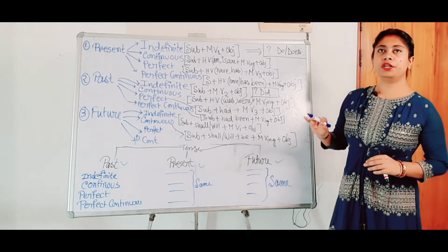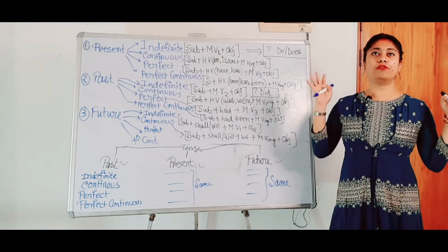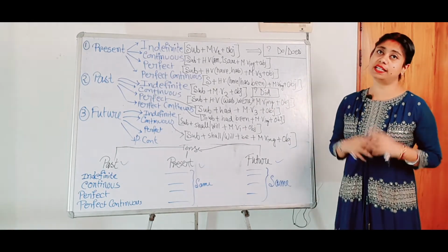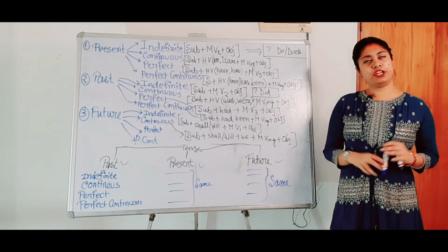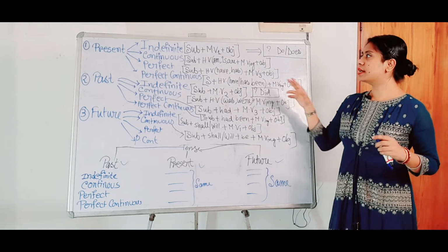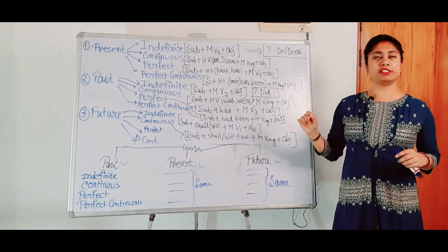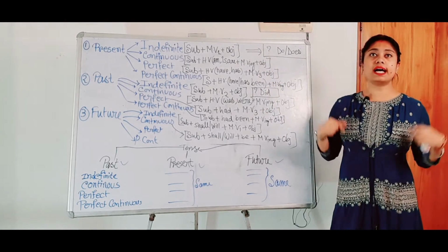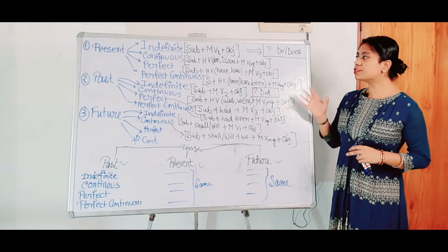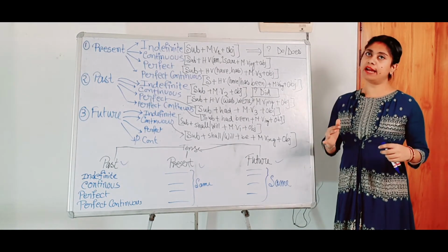Viewers, you can see that here I have written the format, the formula of each tense, that how you can write. Here I have written the formula by using some words like sub means subject of a sentence, obj means object of the sentence, mv, that means the main verb, and hv, that means the helping verb. Main verb, helping verb already I have told you.